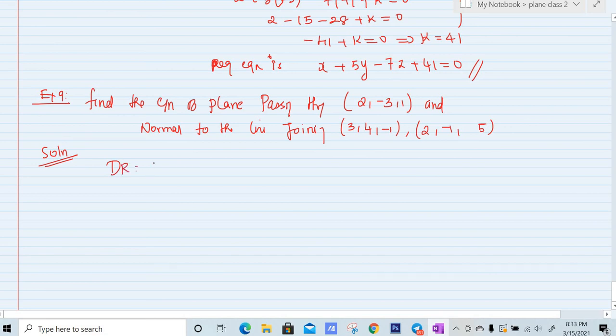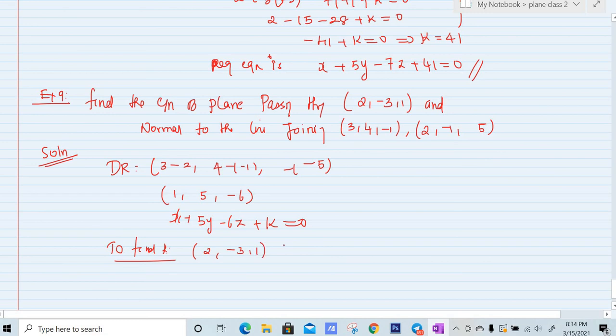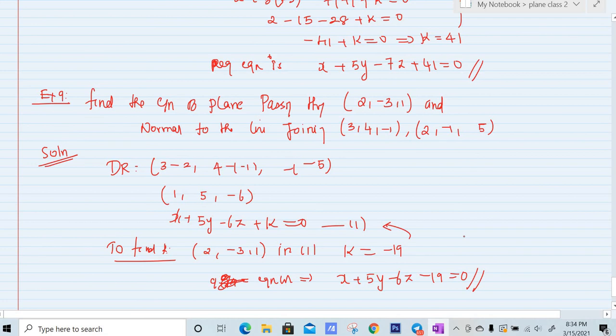So what are the direction ratios? Direction ratios are 3 minus 2, 4 minus (-1), minus 1 minus 5. So it will be 1, 5, minus 6. So the required equation is x plus 5y minus 6z plus k is equal to 0, because these direction ratios to the plane are parallel, so it will be plus k. Now to find k, substitute the point (2, -3, 1) in 1, and you will find k. So k turns out to be minus 19. Substitute k back into equation number 1. So equation number 1 will become x plus 5y minus 6z minus 19 is equal to 0, which is the required equation of plane, right?